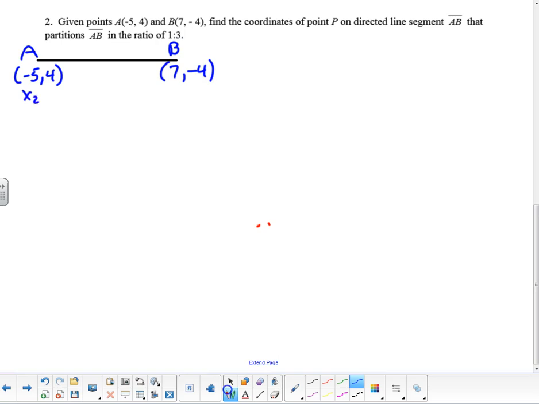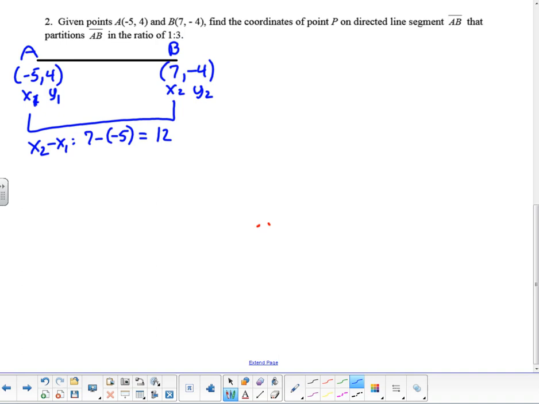So we're going to label my first one x1, y1, x2, y2. All right, find the coordinates of P on the directed line segment that partitions AB into a ratio of 1 to 3. So I'm going to start off by finding the components. And remember, that's x2 minus x1. So that would be 7 minus negative 5. Whenever that second number is a negative, you want to put it in parentheses. So that means 12.